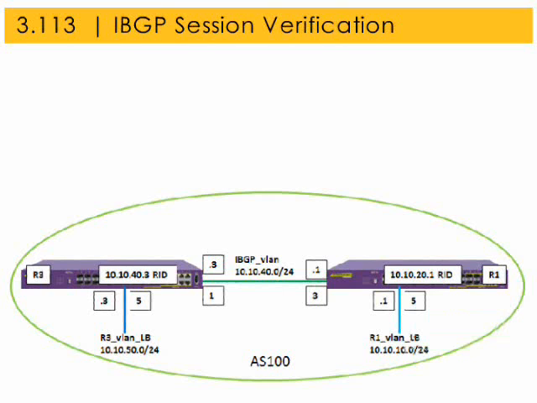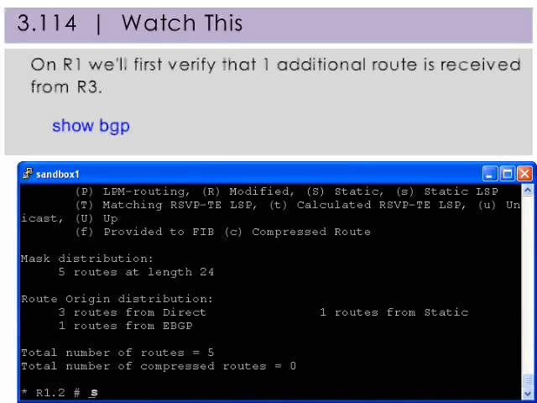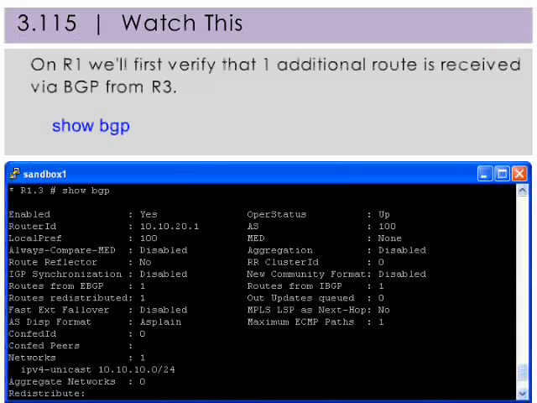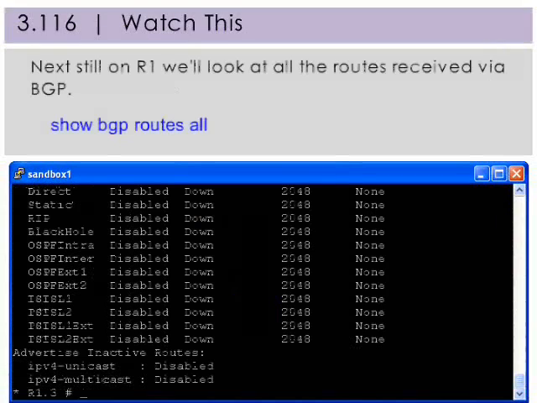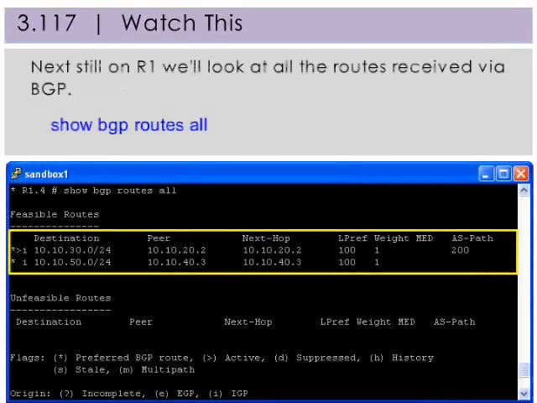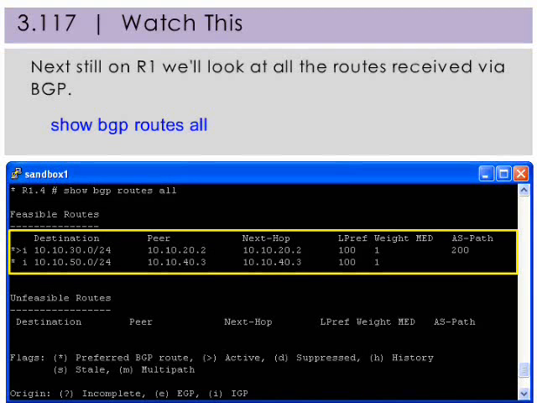Now we'll verify that the routes are communicated via iBGP. On R1, we'll first verify that one additional route is received from R3. We see that the additional route was received from R3. We see one route received from eBGP and now one route received from iBGP. Now we'll look at the specific routes received via BGP. We see the route to the two loopback VLANs on the other switches. It shows the peer or BGP neighbor and the number of hops, or weight, to get to that particular network.